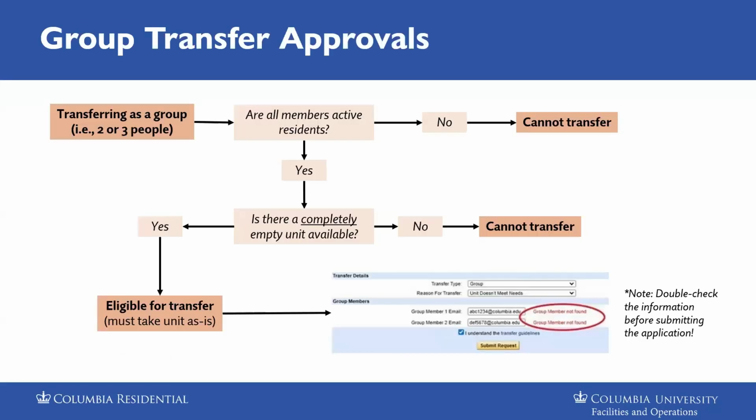And how group transfers are approved. All active members must be in Columbia housing. Once you submit the request via your housing portal, contingent upon availability, we'll offer you a unit.